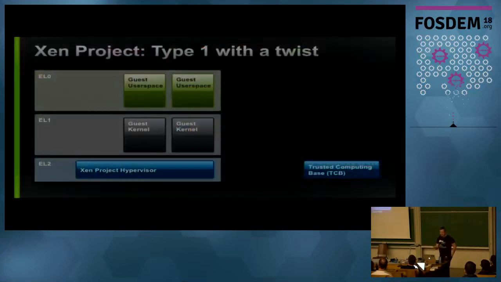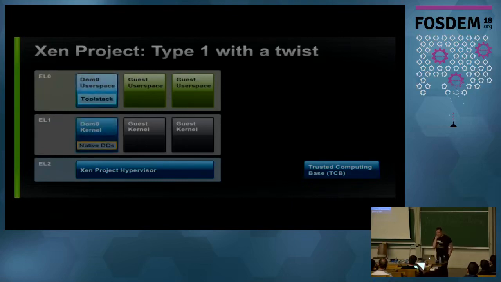So let's draw this back in. We talked about hypervisor architectures before. Let's bring this back to what Xen actually is, because it's kind of a type 1, but not a traditional architecture. One of the differences between your traditional type 1 and Xen is that the device drivers don't run in EL2, and not in the hypervisor.